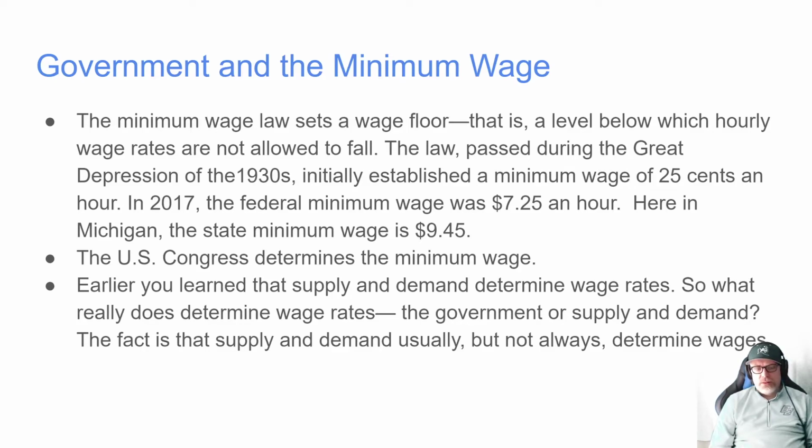So earlier we learned about supply and demand and how it determines wage rates. So what really does determine wage rate? Is it the government or is it the supply and demand? And the fact is that supply and demand usually, but not always, determine wages. And this is true for people who are adults. This is not really the case for minors. Can minors be paid more than minimum wage? Definitely. But are they? Generally, no.